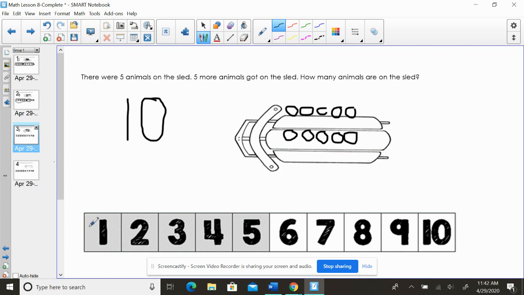All right, boys and girls, it's time for Miss Wicks to give it a try. So we know there are 5 animals on the sled, so Miss Wicks is going to circle 5 squares. 1, 2, 3, 4, 5. Five more animals got on the sled, so I'm going to circle 5 more. 1, 2, 3, 4, 5.